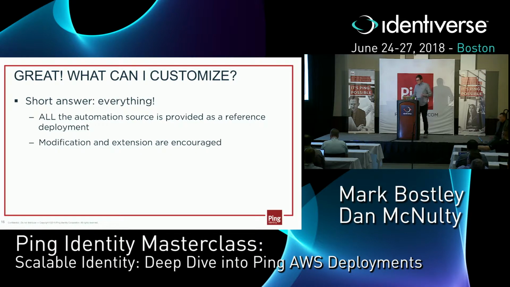So you might be thinking, great, that all looks awesome. What can I customize? Well, the short answer is everything. You have all the automation source, and it's provided as a reference deployment. The idea is that what we give you is what we, Ping, think is a good way to run PingAccess in AWS. But certainly your requirements might differ from what we decided was our reference deployment, so you're encouraged to modify and extend what we give and use that to meet your requirements.